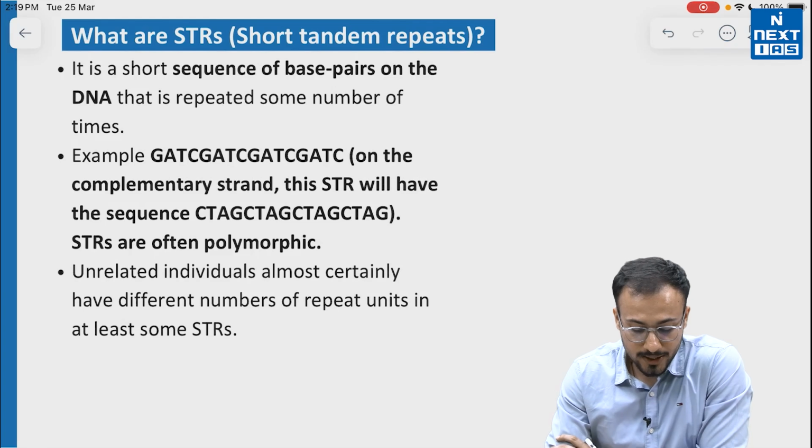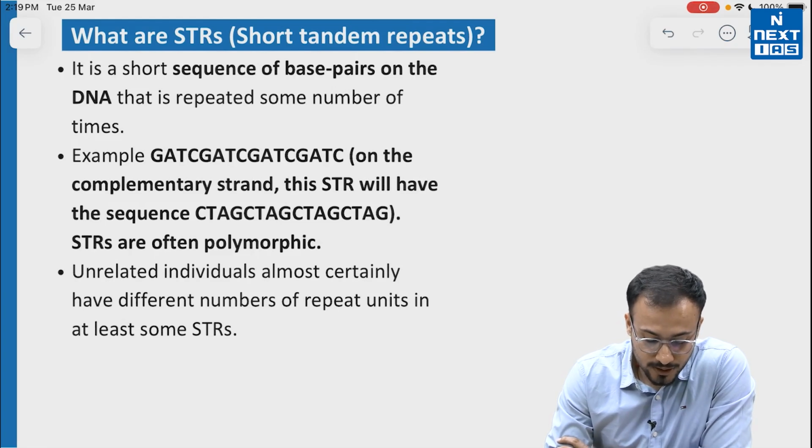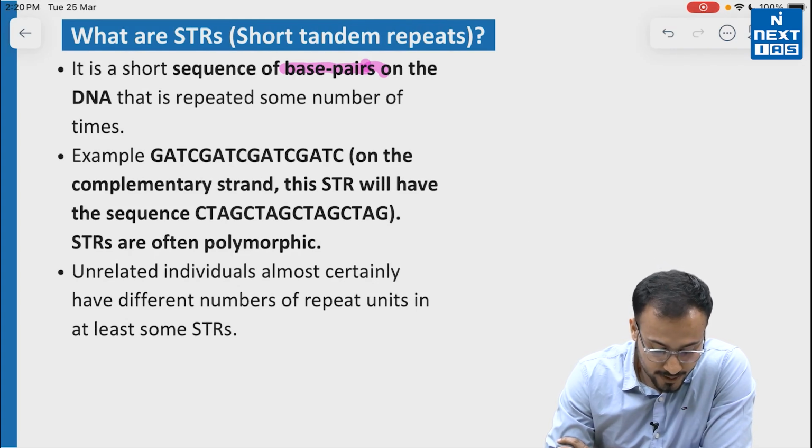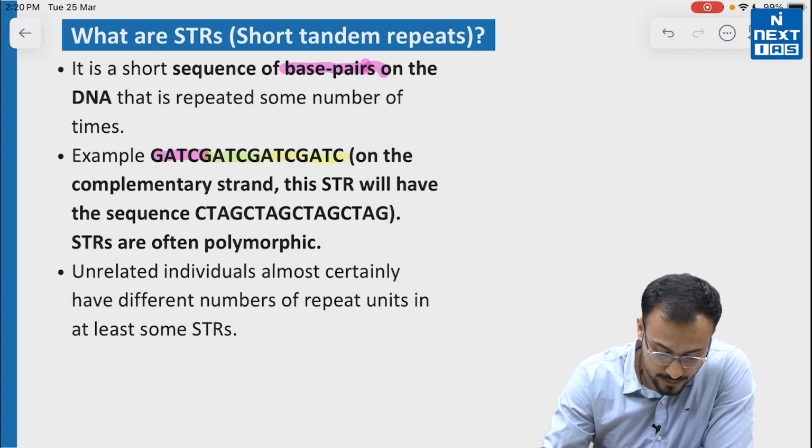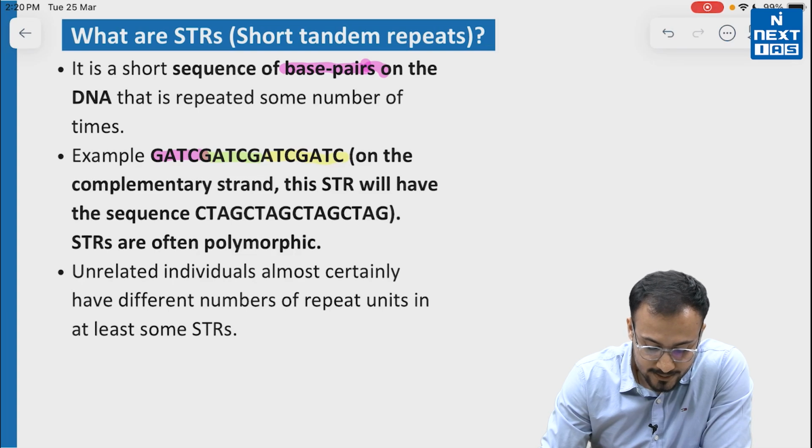Then what are short tandem repeats? It is a short sequence of base pairs, A, T, G, C, on the DNA that is repeated some number of times. For example, GATC, GATC. So this is the repetition, GATC. And then we see again GATC. Then here again GATC on the complementary strand, and this STR will have the sequence on the complementary strand.